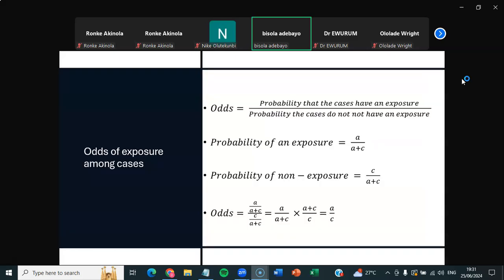All right. So now, when we say odds, the odds are the probability that the cases have an exposure over the probability that the cases don't. That's the odds for the cases. Before we go to odds ratios, we want to look at the odds themselves. So first of all, what is the probability of an exposure in the cases?